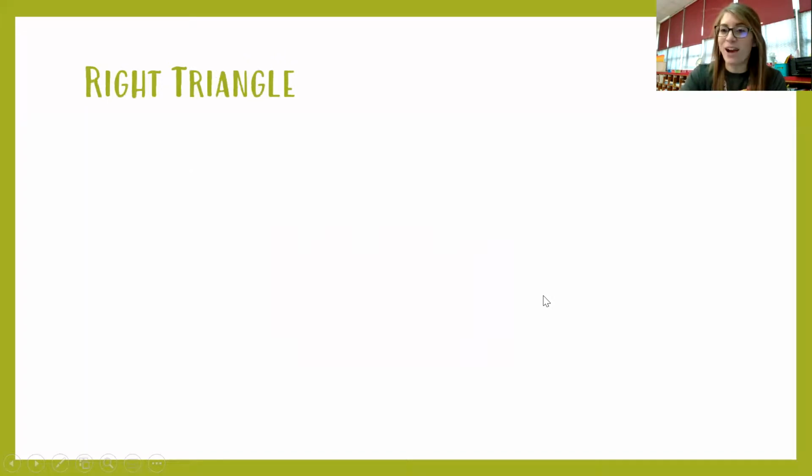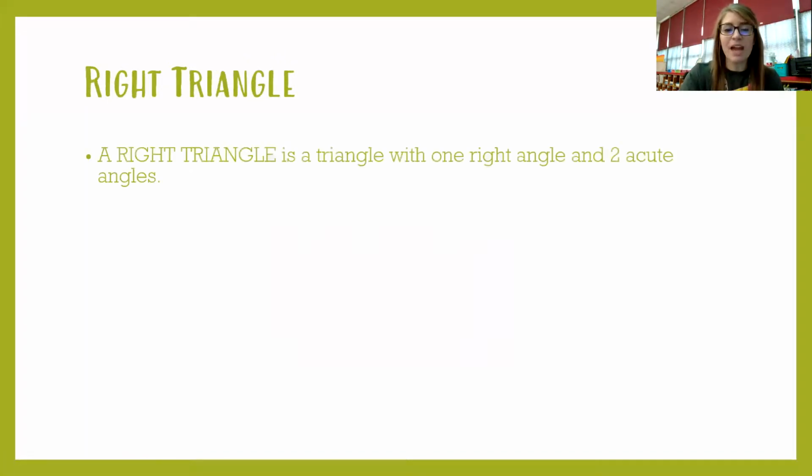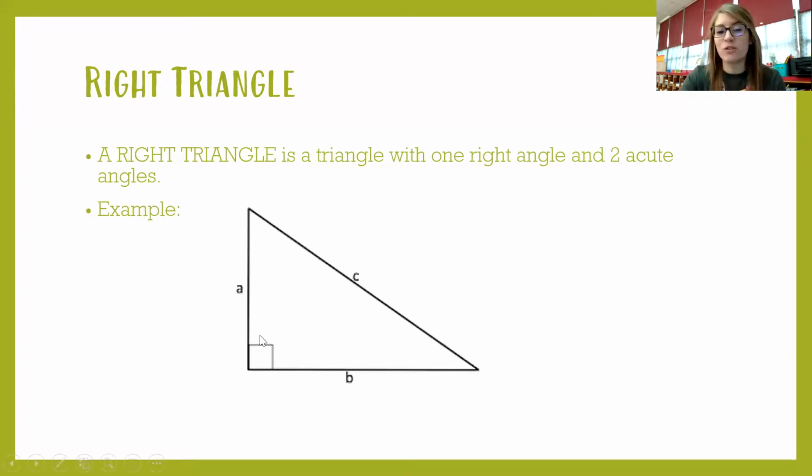And then we've got a right triangle. A right triangle is a triangle with 1 right angle and 2 acute angles. These are really easy to identify because we just look for that corner that right angles form inside of a triangle. So here is our right angle, which makes it a right triangle.